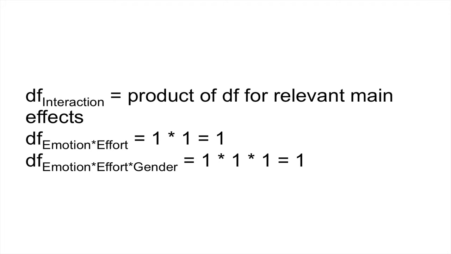So for the emotion by effort interaction, we saw earlier that emotion had 1 degree of freedom and effort has 1 degree of freedom, so 1 times 1 equals 1. Likewise for the three-way interaction, emotion has 1 degree of freedom, effort has 1 degree of freedom, and gender has 1 degree of freedom, so 1 times 1 times 1 equals 1. Where this would be different, for example, is if we had three groups in emotion, so we had happy, sad, and neutral, and 2 for effort, 2 for gender, it would be 2 times 1 times 1. And then obviously we have 2 degrees of freedom.